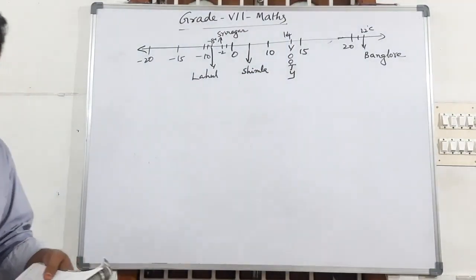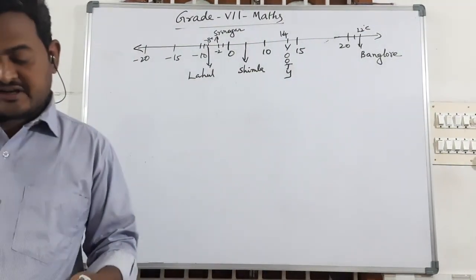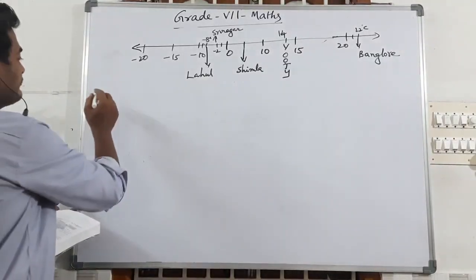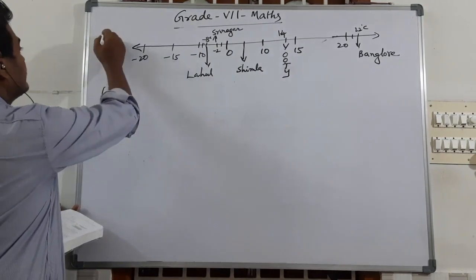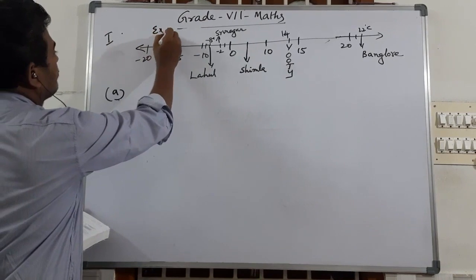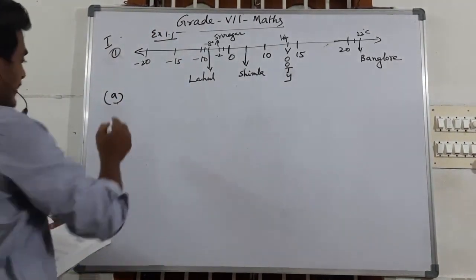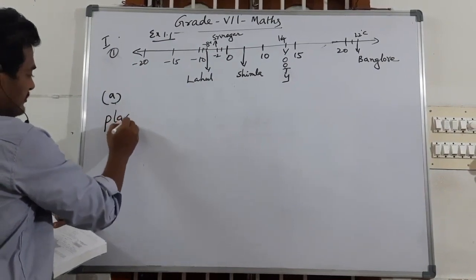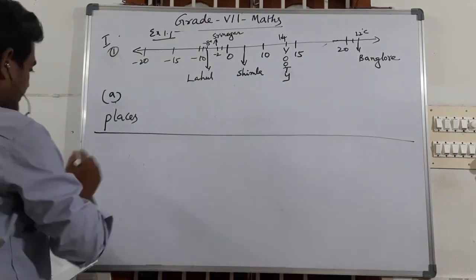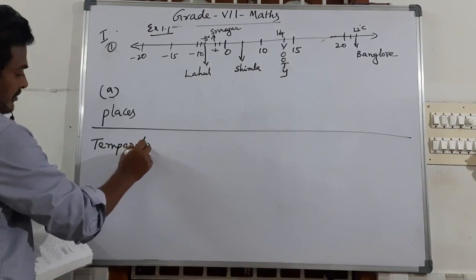In this number line, what they are asking in the first question is, observe this number line and write the temperature and places marked on it. In exercise 1.1, first question, part A, they are asking for places and then temperature. Places, temperature.